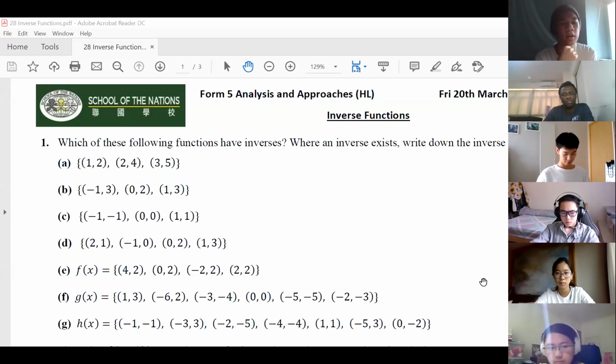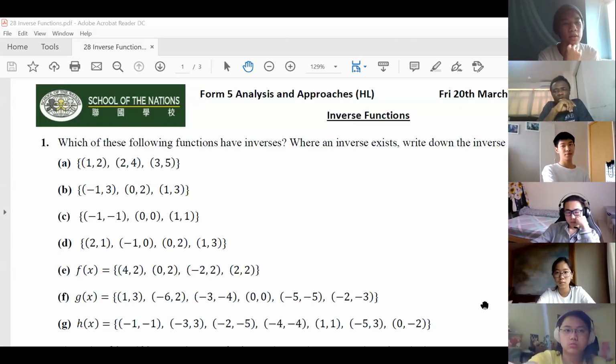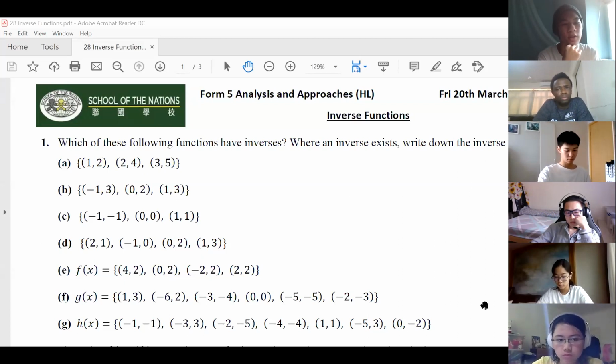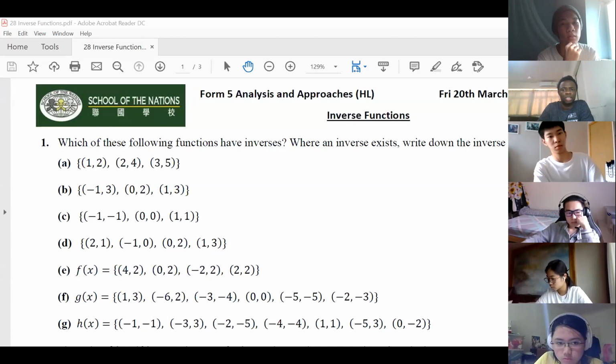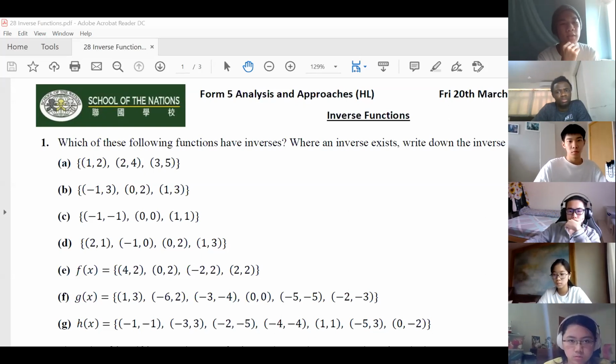For 1A, you take the y values and you turn them into the x values, and you take the x values and you turn them into the y values. So you just switch the coordinates. And how do you know whether it has an inverse or not? If each y coordinate has a unique x coordinate, then it is an inverse function.